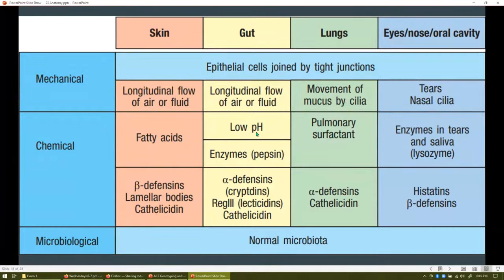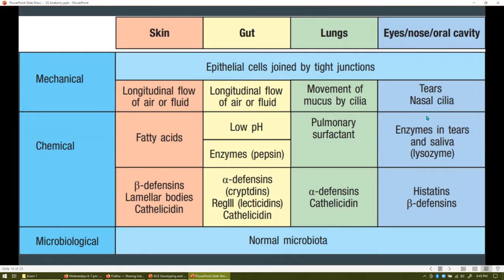And in the gut, your stomach has very low pH. You've got enzymes like pepsin in the stomach and trypsin in the small intestine. In the gut, you've got alpha defensins, you've got Reg3 lectins and cathelicidin. Those are antimicrobial proteins. You have pulmonary surfactant in the lungs. That helps to capture bacteria and viruses and such in sort of a soapy layer in your lungs. You also have more defense proteins in the lungs, and we will define all of the innate defense proteins.